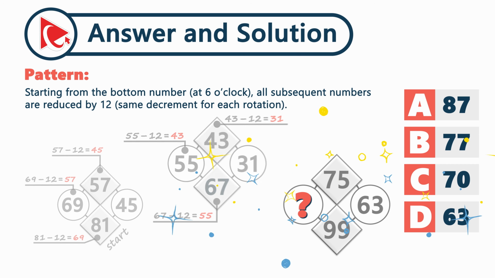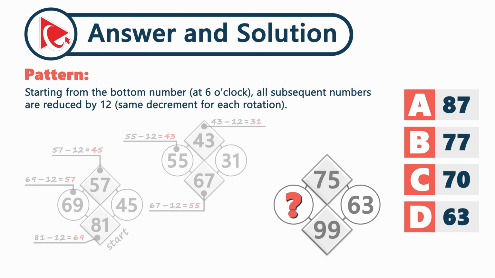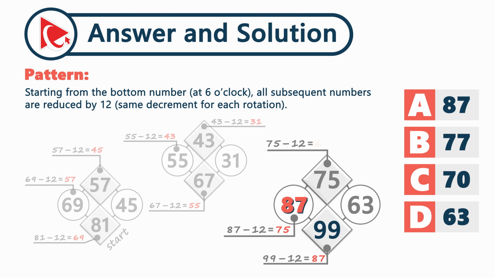And now is the magic time to calculate the missing number. The number at 6 o'clock here is 99. 99 minus 12 equals 87. Technically, we could stop the calculations here, because this is the final answer. But because we're here to practice, let's continue to make sure we improve our skills. 87 minus 12 equals 75. And 75 minus 12 equals 63, which verifies all the numbers and confirms the correct answer for this question, which is choice A, 87.